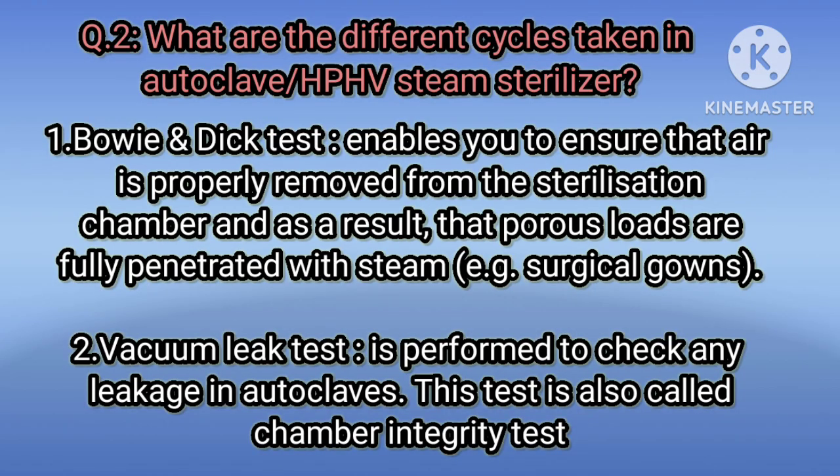What are the different cycles taken in autoclave or HPHV steam sterilizer? Bowie-Dick test. Bowie-Dick test enables you to ensure that air is properly removed from the sterilization chamber, and as a result, the porous loads are fully penetrated with steam. Example: surgical gowns. Vacuum leak test. Vacuum leak test is performed to check any leakages in autoclave. This test is also called as chamber integrity test.